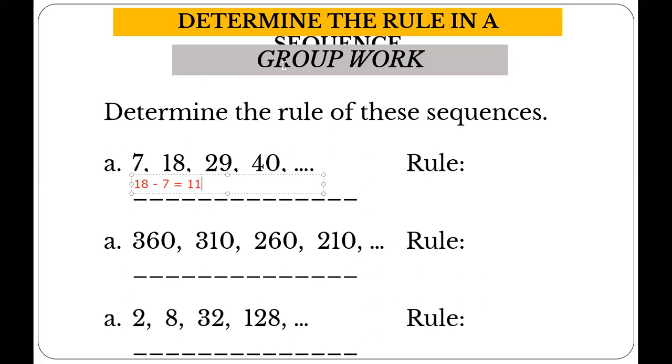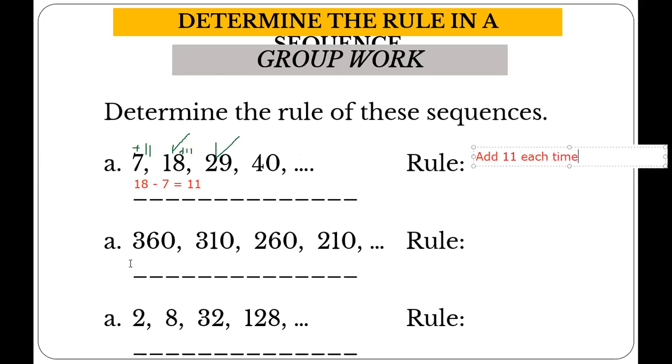11. Now let's apply it to the next one. 7 plus 11 equals 18, correct? 18 plus 11 is 29, correct? Okay, so why am I adding? Why did I say add? Because it is increasing. 7 and then 18 and then 29 and then 40. So it is increasing. Therefore, we are going to add 11 each time.